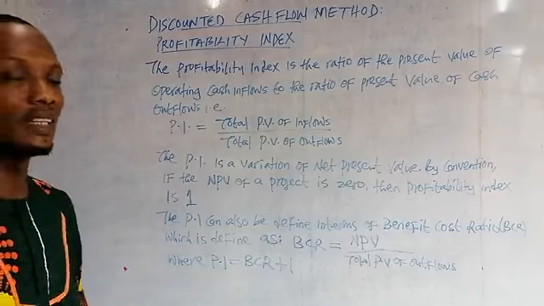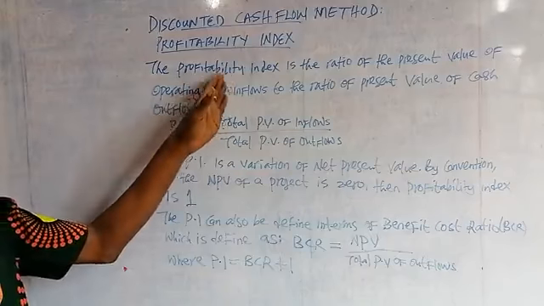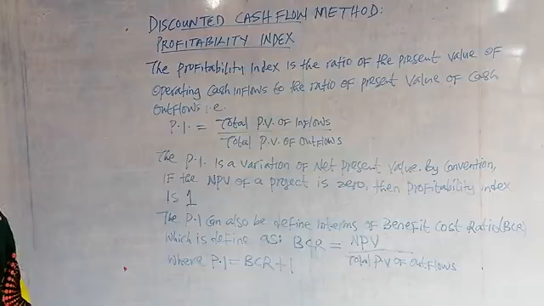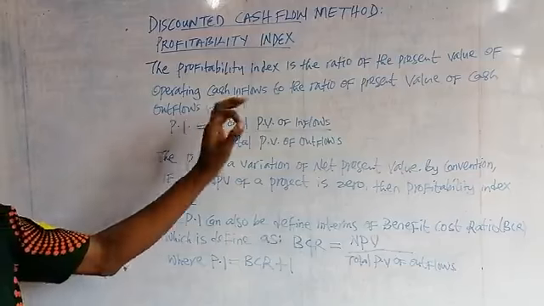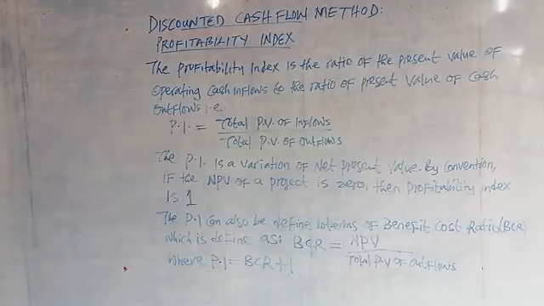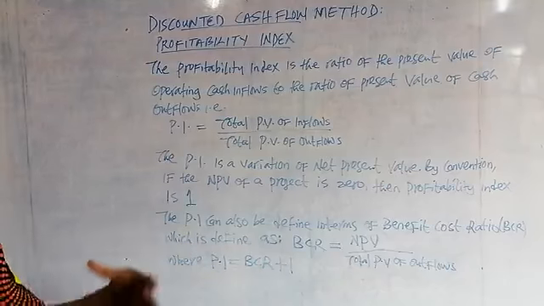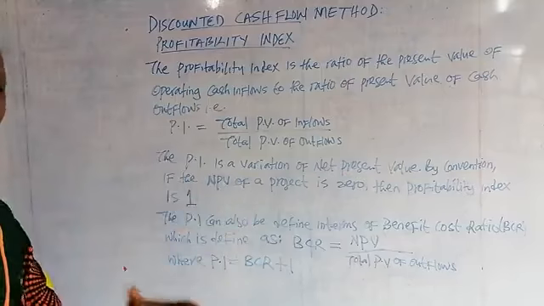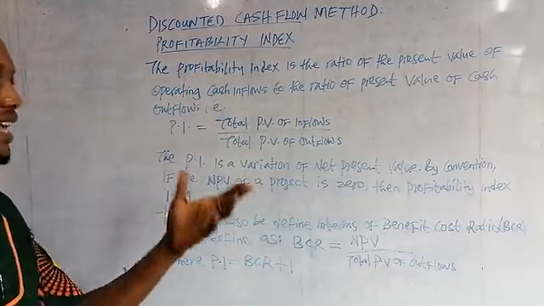By that, therefore, let's now look at the definition given for profitability index. Profitability index is the ratio of the present value of operating cash inflows to the present value of cash outflows. Two things are important here: inflow and outflow. We are measuring inflow to outflow. We want to see the relationship that exists between the two. So we want to know the index between inflow and outflow.